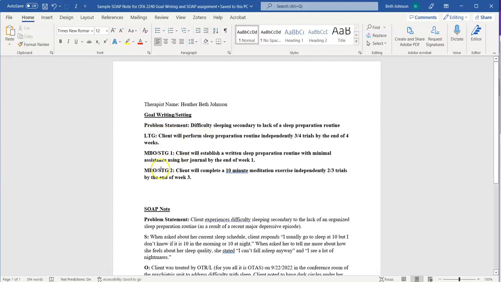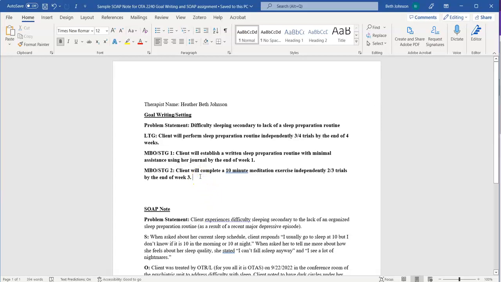Then my 2 short-term goals are: client will establish a written sleep preparation routine with minimal assistance using her journal by the end of week 1. Now notice with this one, I didn't have a specific condition like 100% of the time or 3 out of 4 trials or 2 out of 3 days of the week. I had one related to using her journal because this particular goal will likely be a 1 or 2 time deal where she'll do it within 2 sessions, probably at the most within that first week.